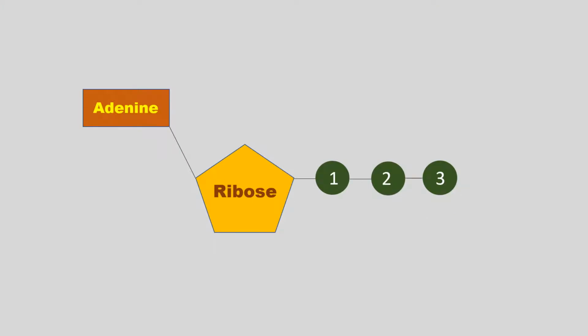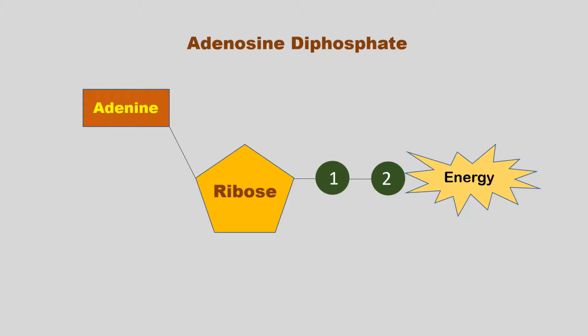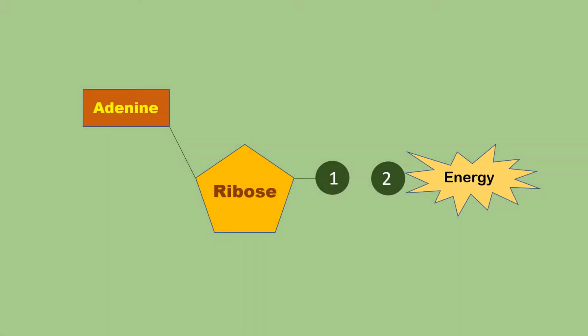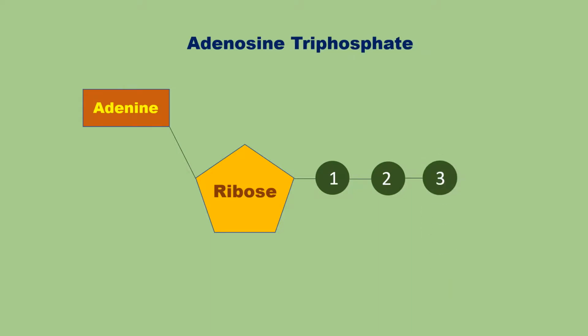When energy is needed, the terminal phosphate group is removed in a process called hydrolysis, releasing energy and forming adenosine diphosphate, or ADP. The energy released from this reaction is used by the cell to carry out all the functions necessary to sustain life. Later, at the mitochondrial level, ADP and phosphate are recombined back into ATP, recharging the energy pathways of the cell.